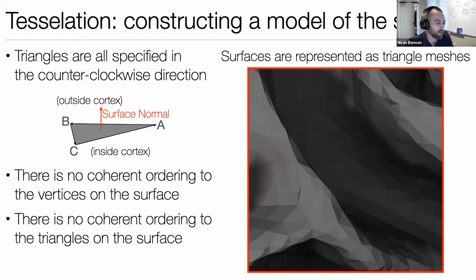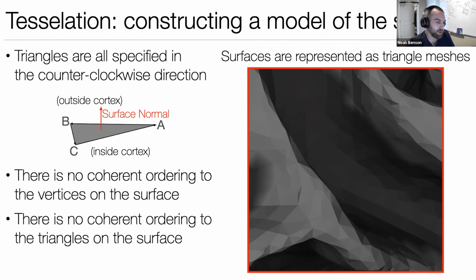First, the triangles are always stored or represented in a counterclockwise order, such that in triangle ABC, like the triangle you're seeing here, the vertices A, B, and C are in a counterclockwise order around the outward-facing surface normal of the triangle. So this means that if you want to know which side of a triangle is outside of the brain, you just need to calculate vector AB cross vector AC, and that will give you a normal vector pointing out of the brain.